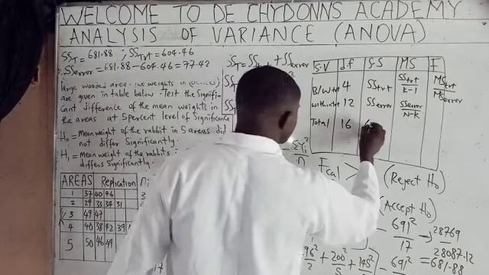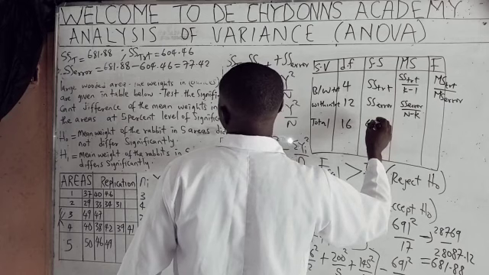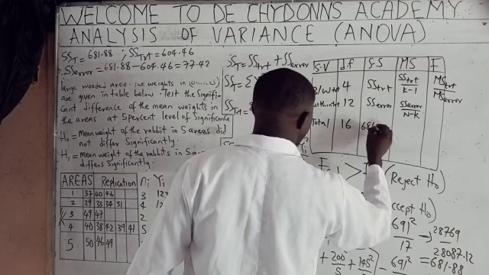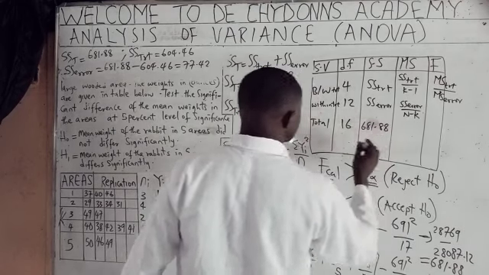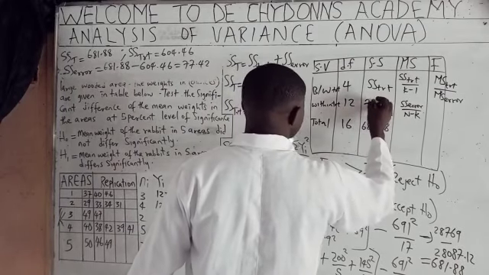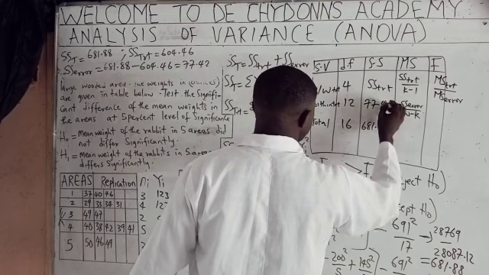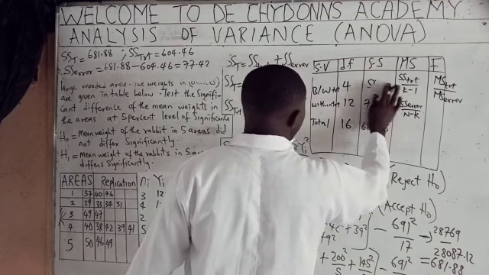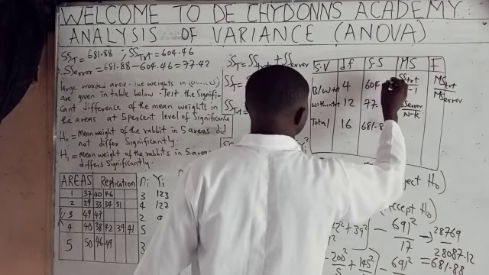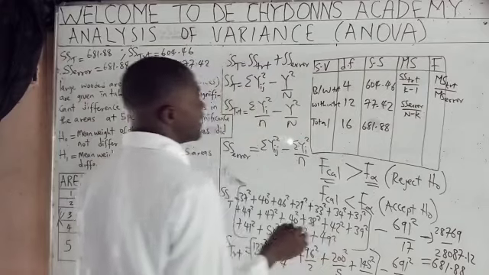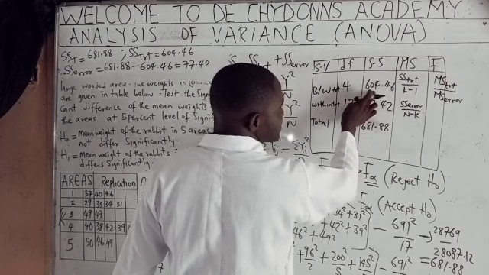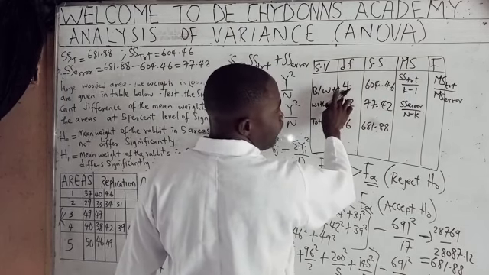SS total is 681.88. SS error is 77.42. The SS treatment is 604.46. Okay? Now, for you to get MS treatment, you say SS treatment divided by 4, which is K minus 1.